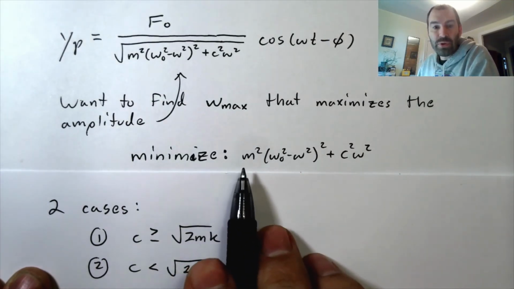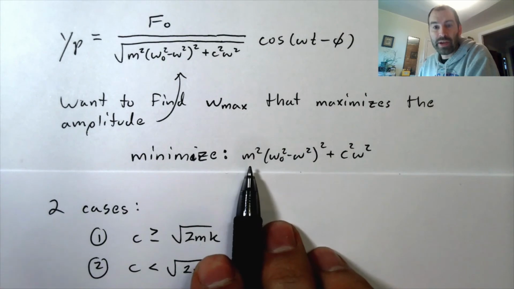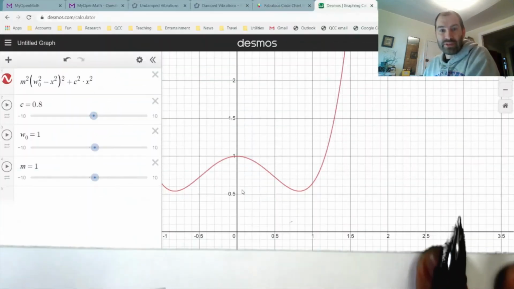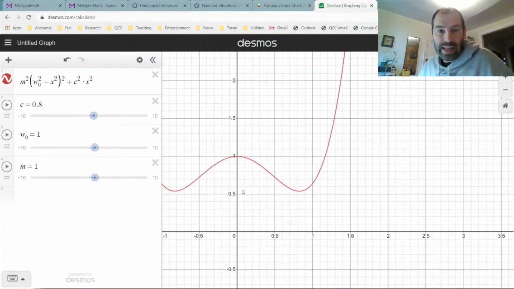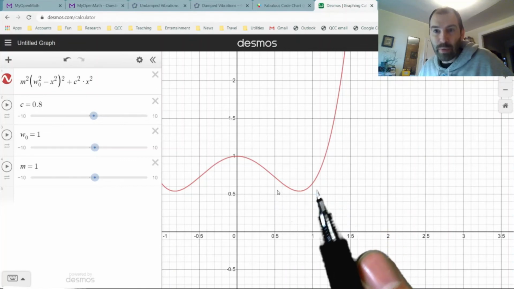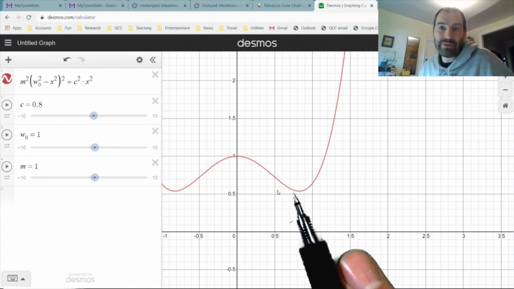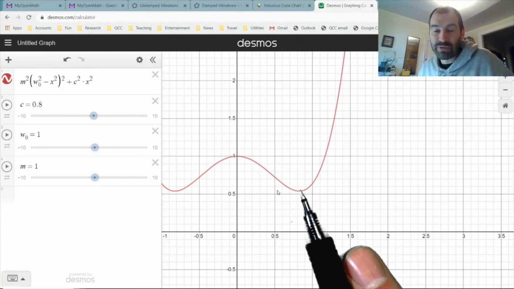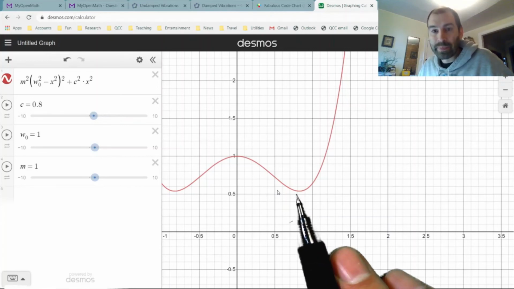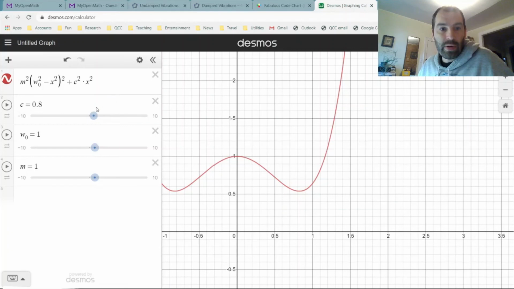And you can see that if you just graph this function, okay? So if you go and look at the graph of this, what we're looking at here is the situation where C is less than root 2mk. And what you can see is that it has a minimum right over here. And so by minimizing that function, just using Calc 1 techniques, you can find that minimum. And you can find the value of the amplitude that would correspond to that minimum. Okay. Now, and that's the maximal amplitude, because remember, we're minimizing the denominator to maximize the function as a whole.